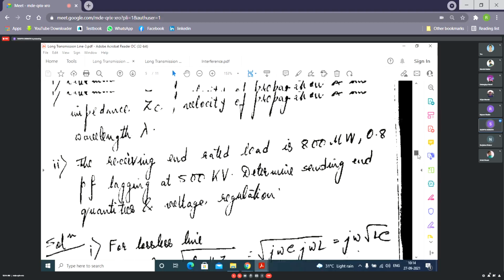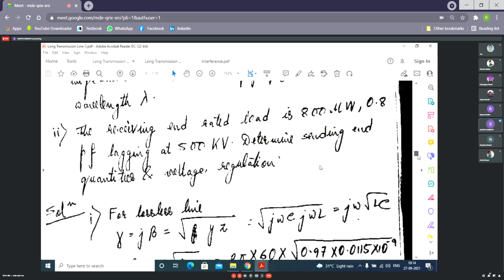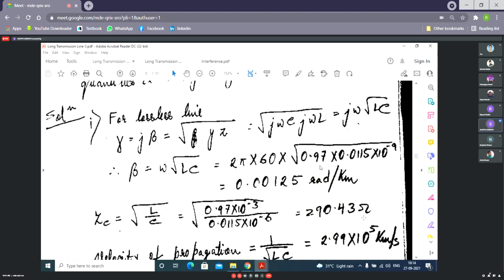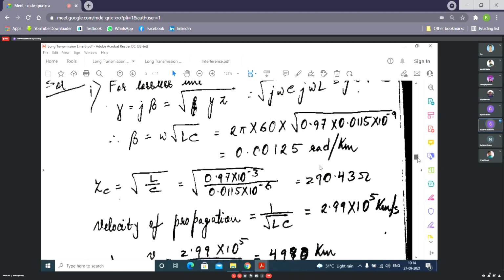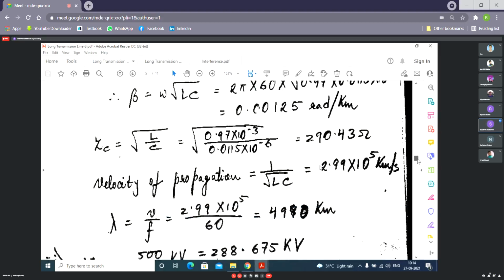Surge impedance, it is root over L by C. L and C are given, and its unit will be ohms. Velocity of propagation is 1 by root LC. You know, though you know the velocity of propagation is 3 into 10 to the power 8 meter per second, but you have to derive it. It may not come exactly equal to 3. Okay. So all these things you have found out. Now lambda, what is lambda? V equal to lambda F. You know the expression, so you can find out easily lambda.